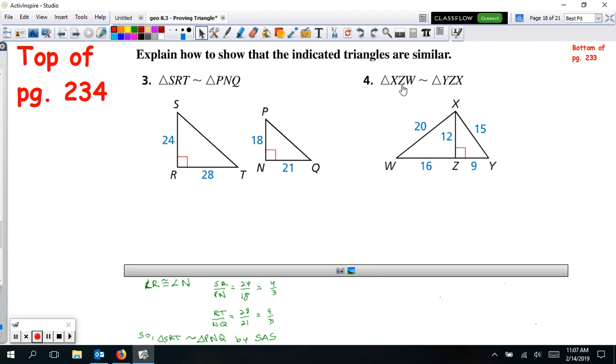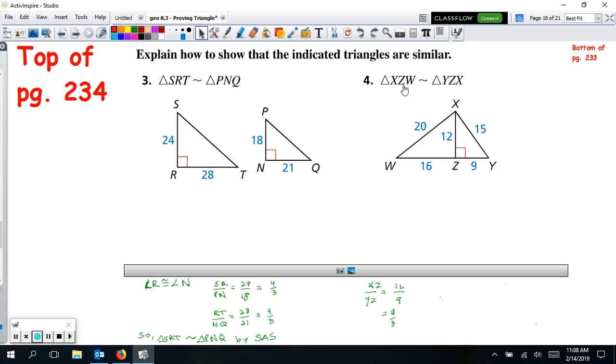So XZ and YZ, those are corresponding. It's best to go up here to look at these, where we know XZ will correspond to YZ. So go ahead and put that one down, XZ over YZ. So that's 12 over 9, the 12 for XZ over the 9 for YZ. And the 12 here is going to be for this triangle though. So 12 over 9 reduces down to 4/3.